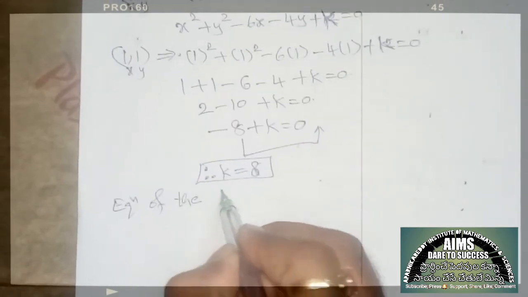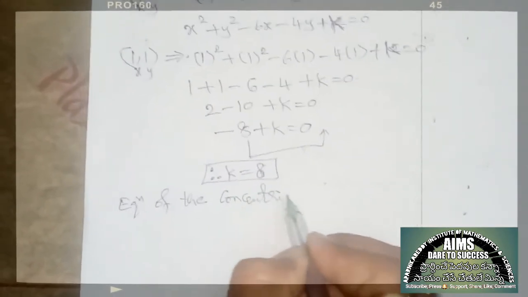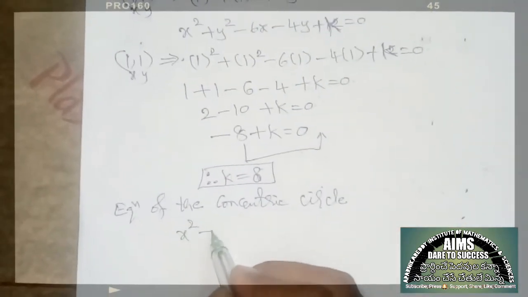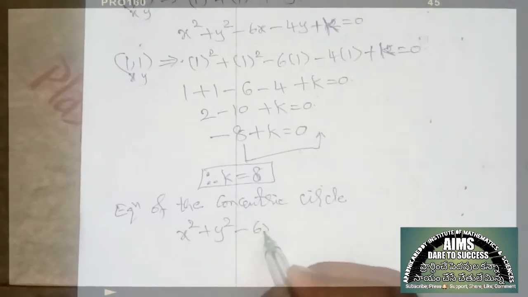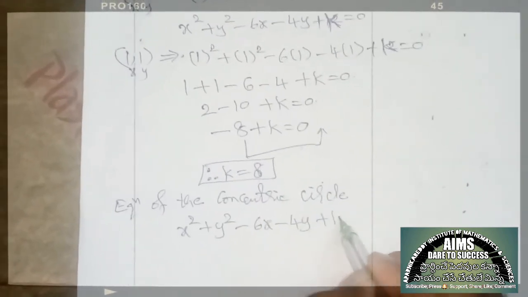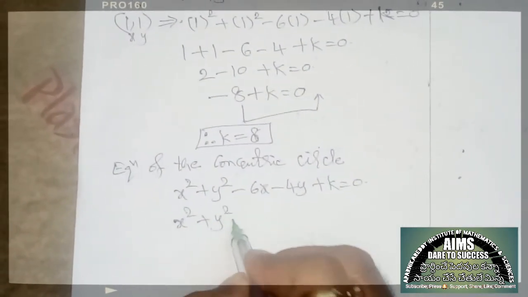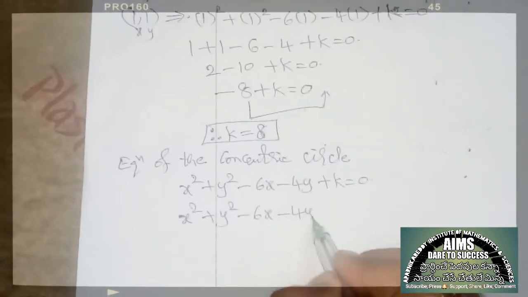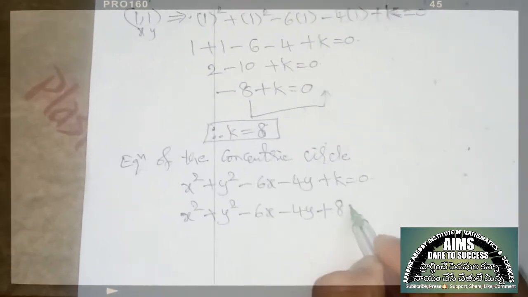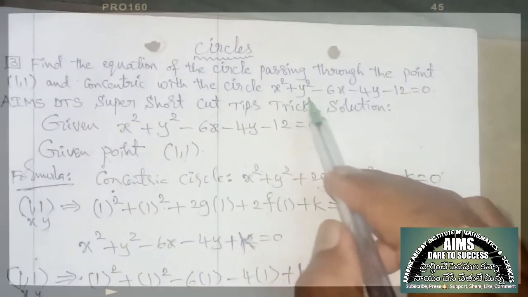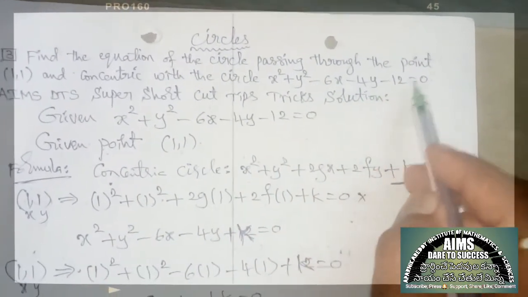the equation of the concentric circle. Equation of the concentric circle: x square plus y square minus 6x minus 4y plus k equal to 0 is the formula. So substituting the k value we get x square plus y square minus 6x minus 4y plus k value 8 is equal to 0, which is the equation of the concentric circle for the given point 1 comma 1 and circle x square plus y square minus 6x minus 4y minus 12 is equal to 0. This is the answer.